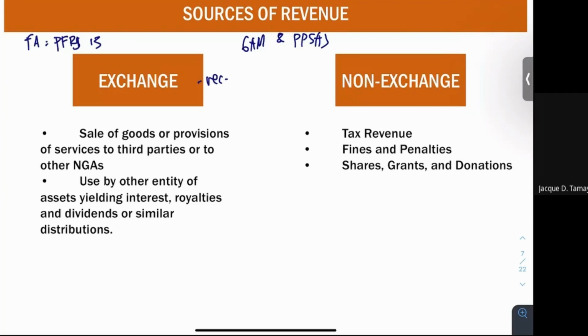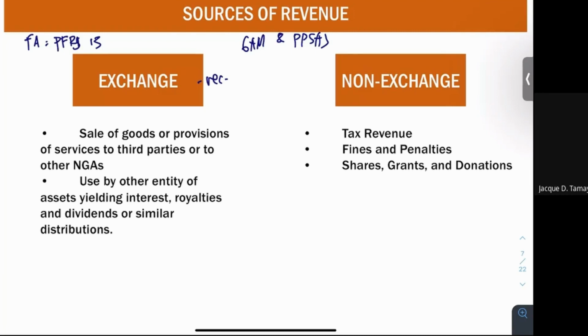There's a person who gives, and there's a person who receives. In exchange, the person receives and gives, and the other person also receives and gives. While in non-exchange, only one. I hope we're clear with that. I hope that whatever you learned in your financial accounting is still the same concept here in your GAM and PPSAS.